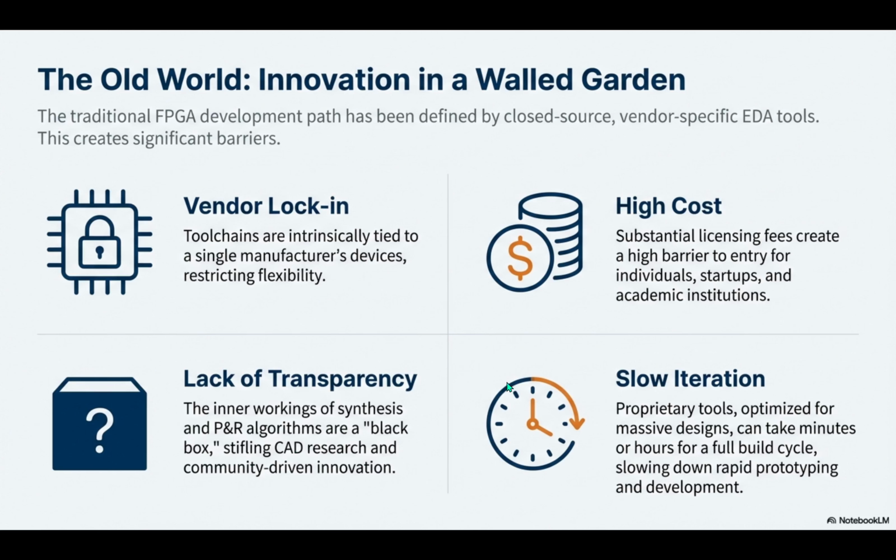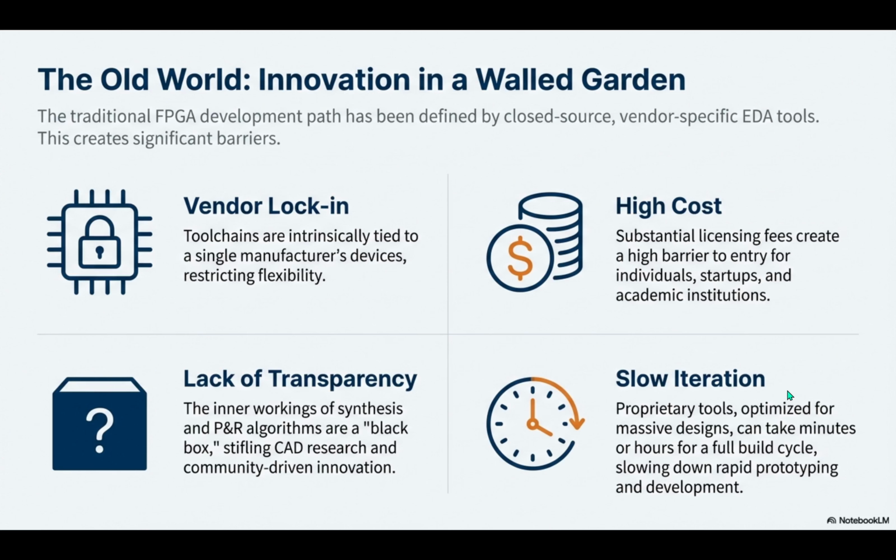Which brings us to the fourth problem, which is a practical one. Slow iteration. These big proprietary tools were often optimized for massive designs, but for small changes, they were just brutally slow. Yes, and this is a pacing problem, a huge one. Proprietary tools could take minutes or even hours for a single full build cycle. Hours for one build. Oh, yeah. So if you're trying to debug a tricky timing issue and every little change you make takes 5 hours to test, it's less like engineering and more like watching paint dry. It's a total death blow to rapid development.